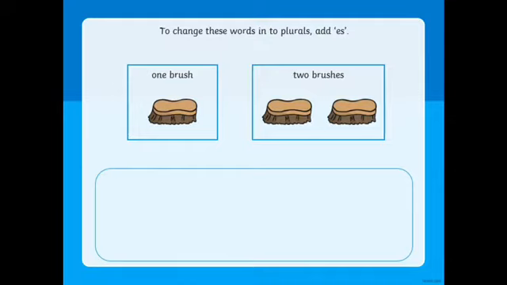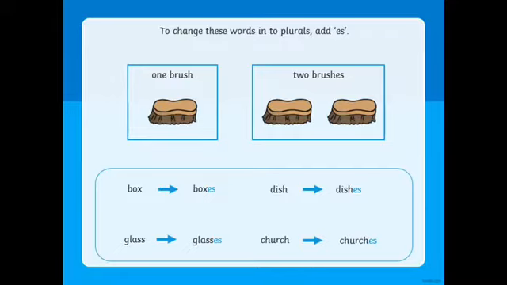Remember, if you're not too sure, say the word aloud. That will help you to make the right choice between s and es. So we've got box, boxes, glass, glasses, dish, dishes, church, churches.